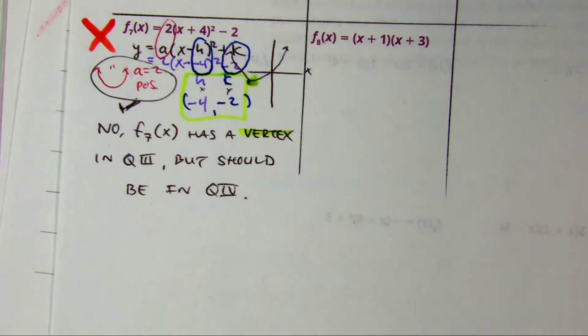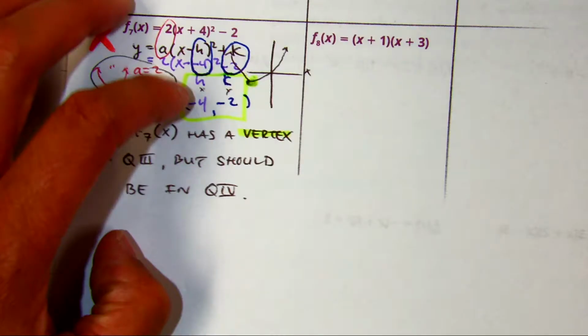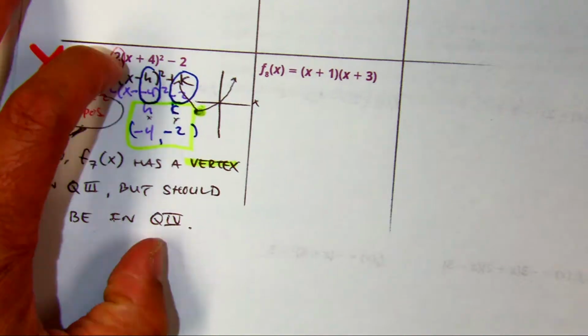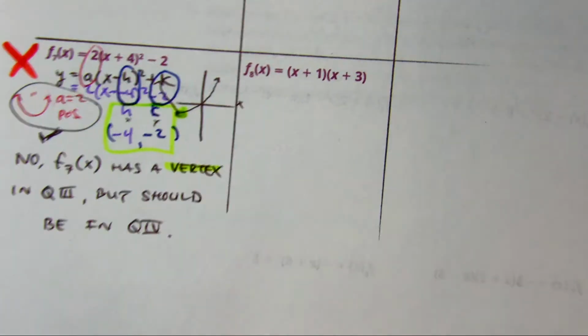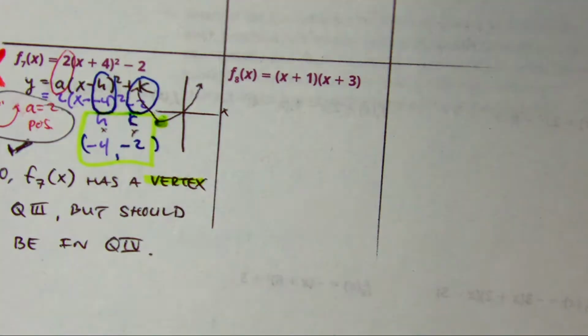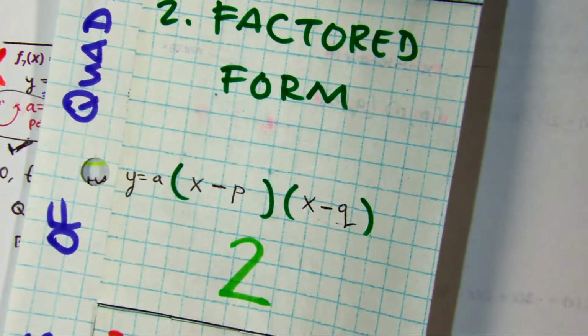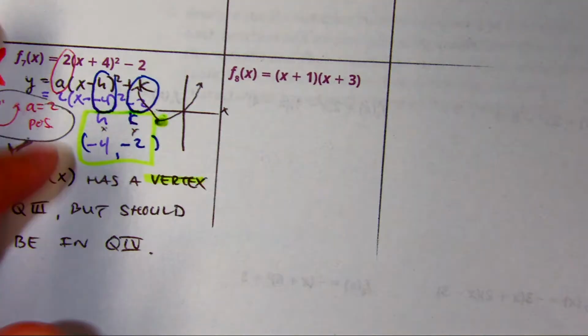Alright, Casimiro. What form do we have here? Factored form is correct. How did you know that? There are two sets of parentheses. Let's write that formula. Tell me the formula, Casimiro.